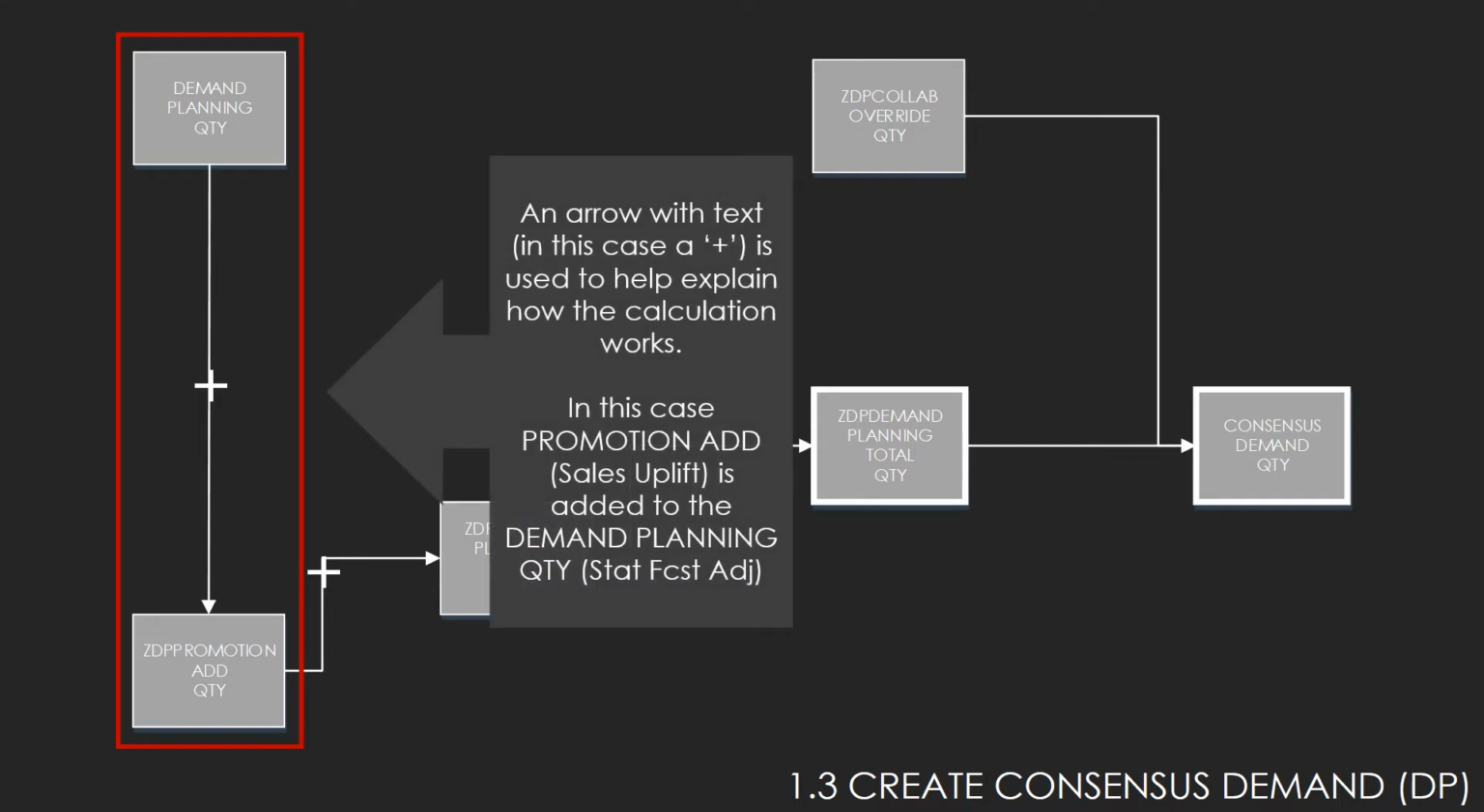An arrow with text, in this case a plus, is used to help explain how the calculation works. In this case, promotion add, sales uplift, is added to the demand planning quantity, statistical forecast adjustment.